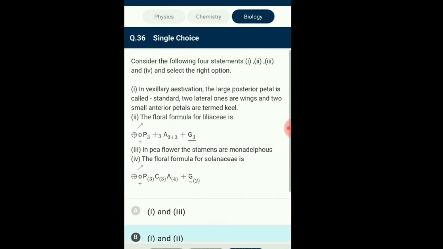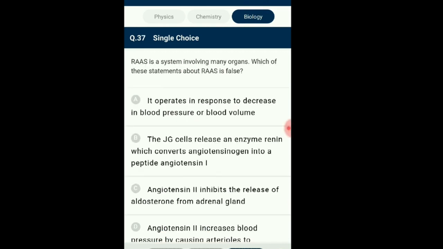From the given four statements, statement 1 and 2 are the right options. Question 37. RAAS is a system involving many organs. Which of these statements about RAAS is false?